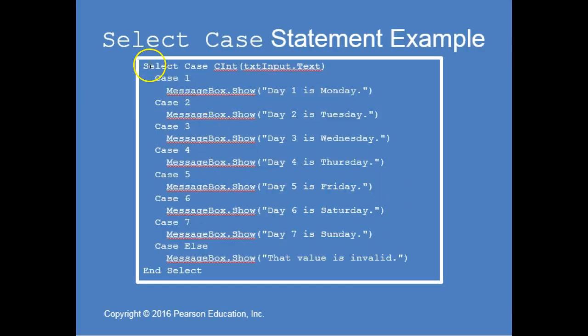So here you can see one example, select case. Here it's taking the information from this text box, converting it to an integer. So each of these case labels here has an integer, right? So if the user entered 1, it would say day 1 is Monday. If they enter 2 in the text box, it'll say day 2 is Tuesday. And if they don't enter any of these valid case labels, 1, 2, 3, 4, 5, 6, 7, it'll come down here and it'll say the value is invalid.